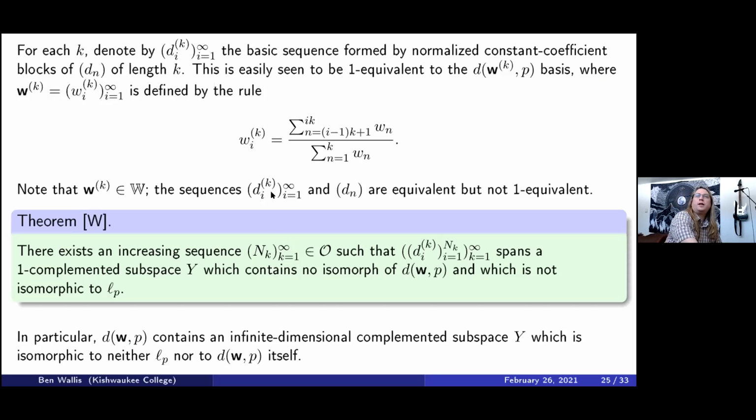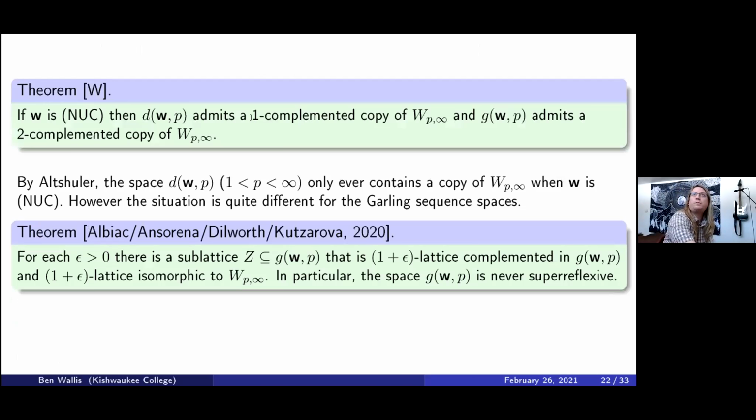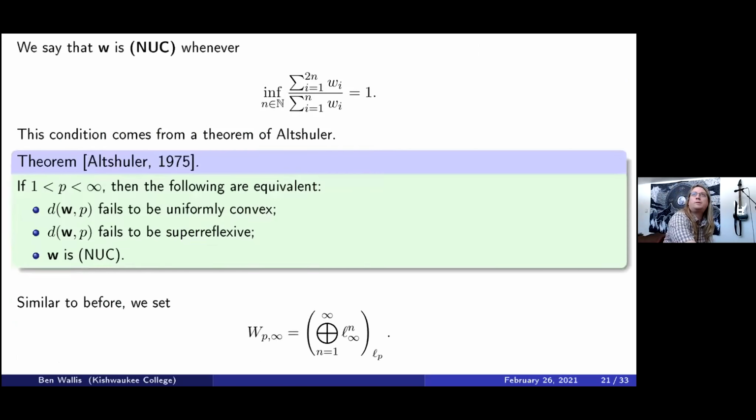And so that's how you get this theorem here. This theorem says that there is an increasing sequence of integers such that if you take these constant coefficient blocks and you grow them sufficiently fast, they will span a one complemented subspace, which now is not isomorphic to this, where was that space? There. It's not, oops, sorry, it's not this space here exactly, but it behaves very similarly.